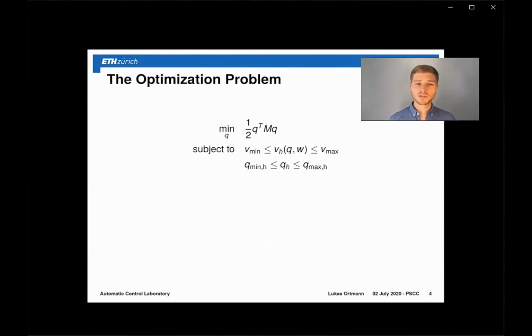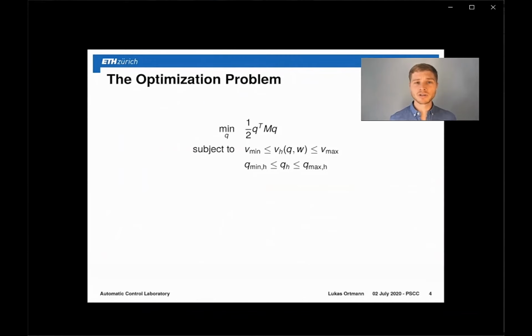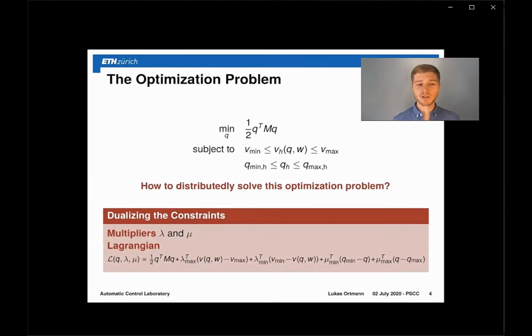Why do we choose this specific cost function? Because we're going to use techniques from distributed optimization that will lead to a feedback controller that is distributed and has some kind of communication in it to achieve optimality of the problem. So how to distributedly solve this optimization problem? First, we're going to start by dualizing the constraints. We're going to introduce the multipliers lambda and mu, which are associated with these inequality constraints, and we build our Lagrangian.